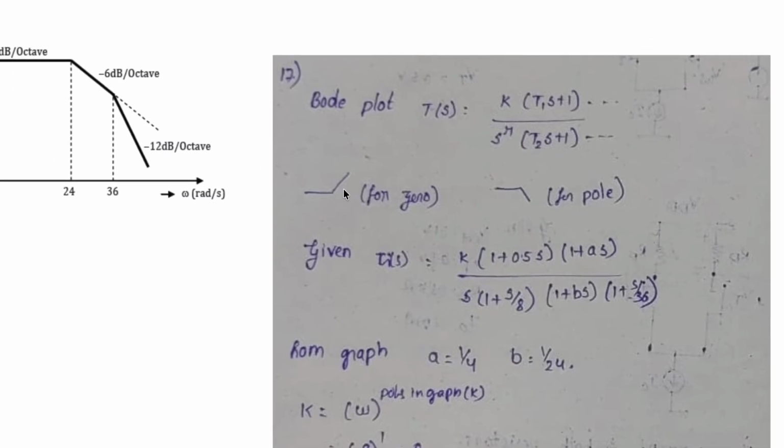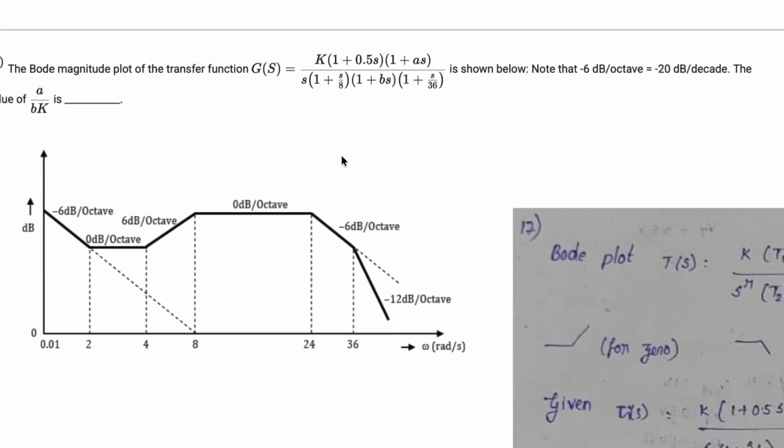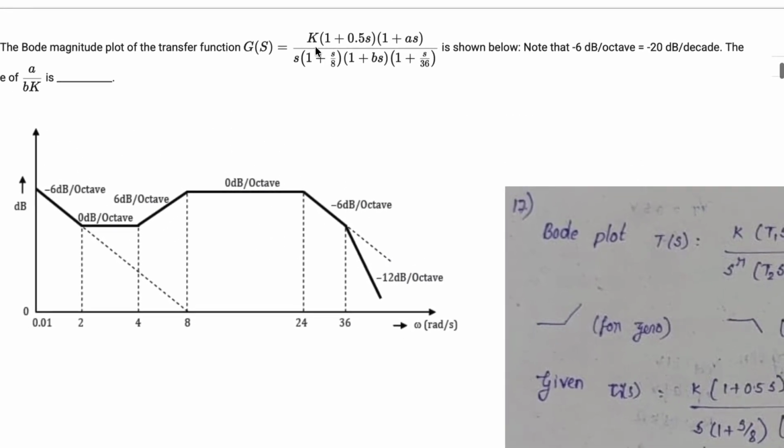For a zero there will be a slope of plus 20. For a pole there is a slope of minus 20. We know that poles are on the denominator side and zeros are on the numerator side. Here minus 6 dB per octave is a decreasing curve for the K. So let us start here. Minus 6, and here it goes to 0, so plus 6 is added to minus 6 and it becomes 0 dB. So at this corner frequency there is a zero.